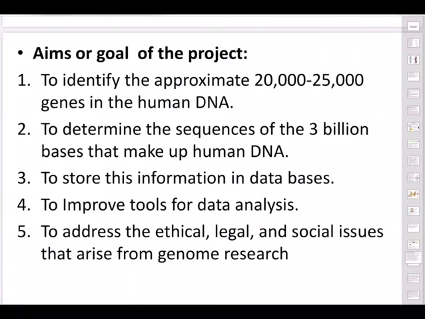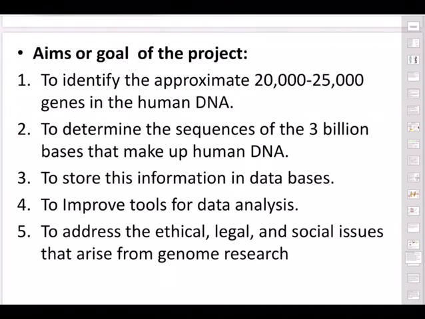To improve tools for data analysis, we need some instruments and tools. So the aim of this project is to improve the tools for data analysis. We already have biotechnology, and in that we have various tools we will discuss in our next chapter. Fifth, to address the ethical, legal and social issues that arise from genome research.